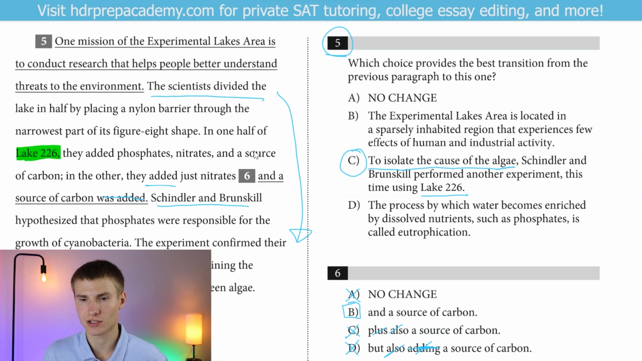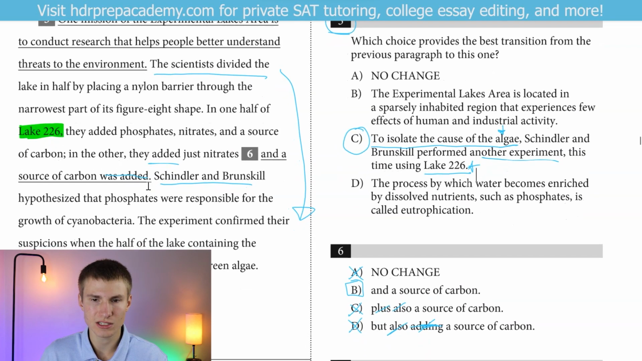So that's a perfect transition, because we're transitioning from the discussion of algae in the previous paragraph in Lake 227 to now Lake 226 and talking about the experiment we're doing here. So our answer there would be C. All right, let's go ahead and keep going through it.